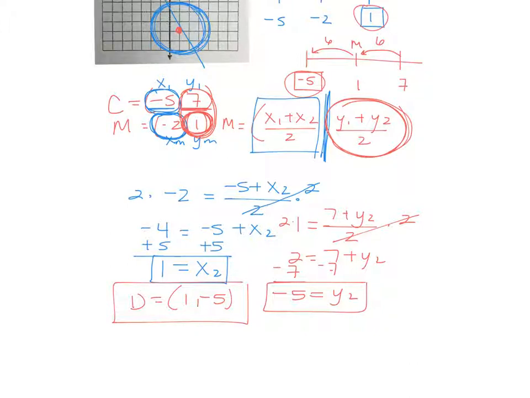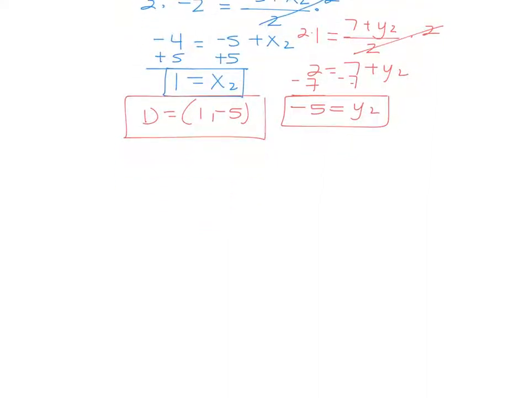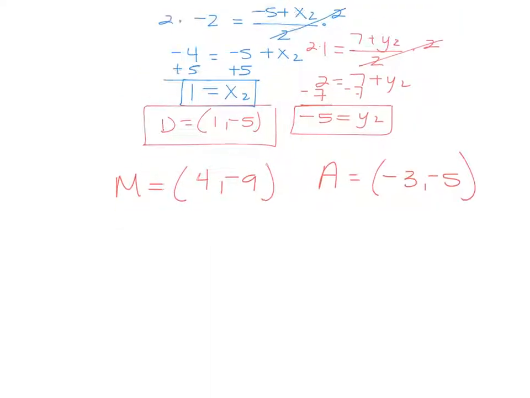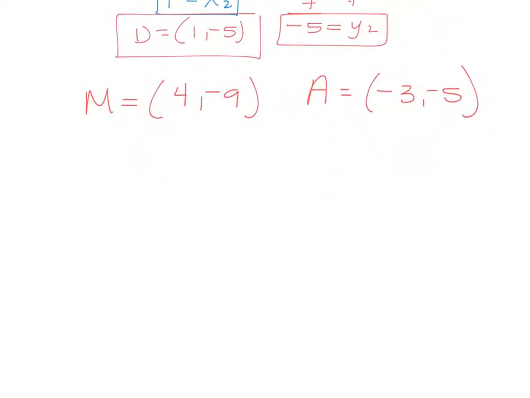I'm going to give you some numbers right now that you can try on your own for whichever method you like. And then I'll tell you what your answer should have been. So if your midpoint is 4, -9, and one of your endpoints is -3, -5. Man, my hand keeps getting in the way today. Okay, find the other endpoint. So M is your midpoint, A and B are your endpoints. Find what B would be.